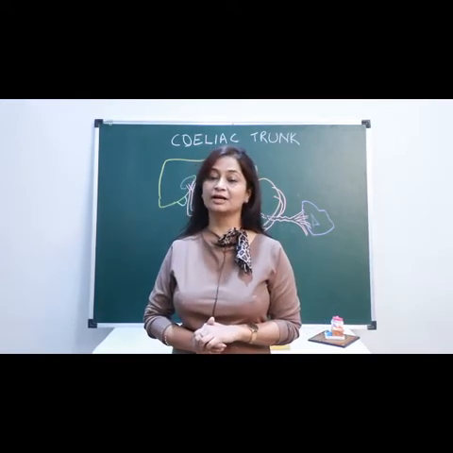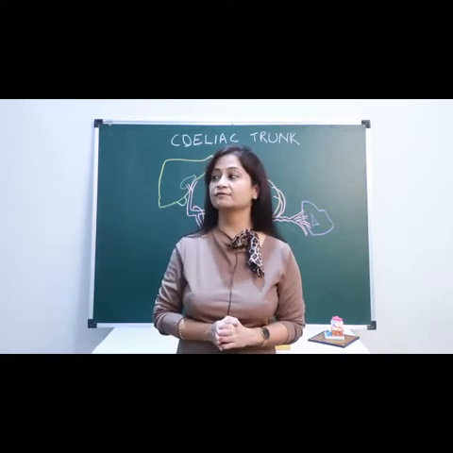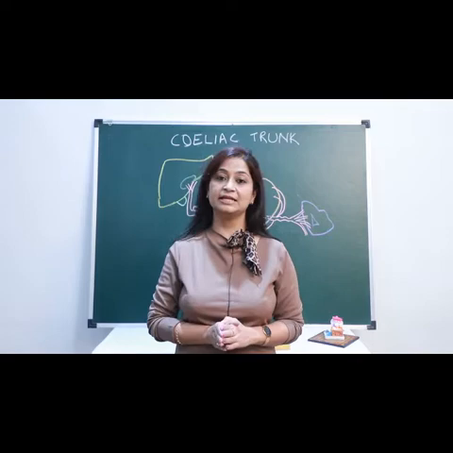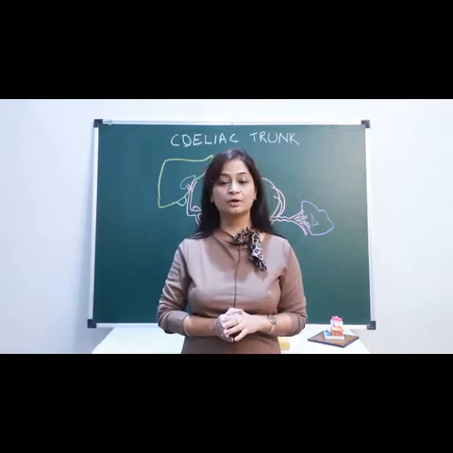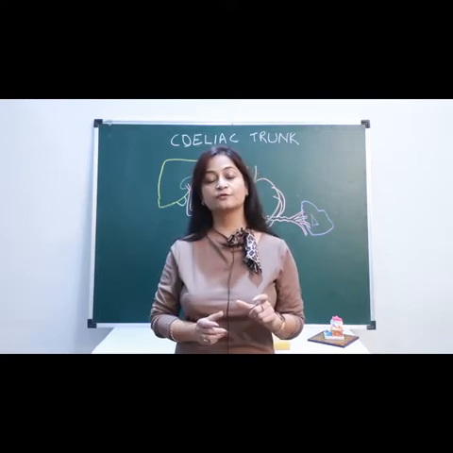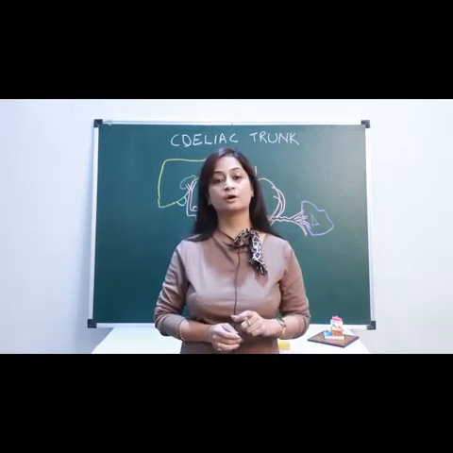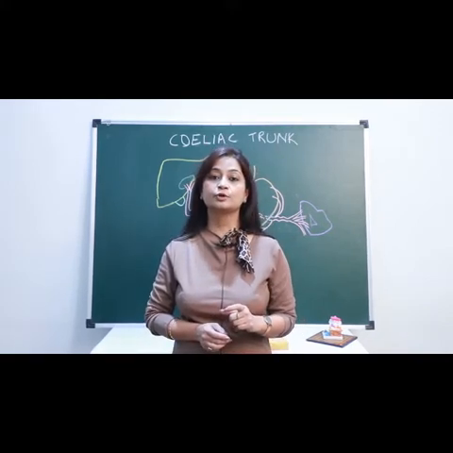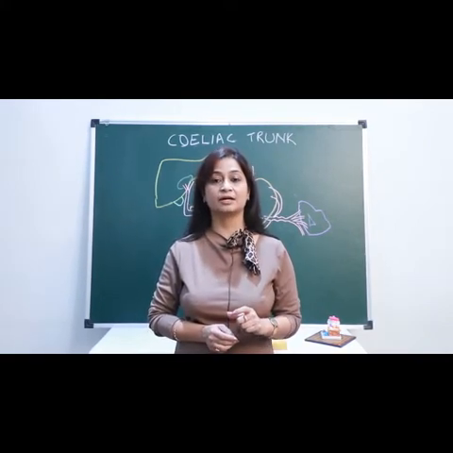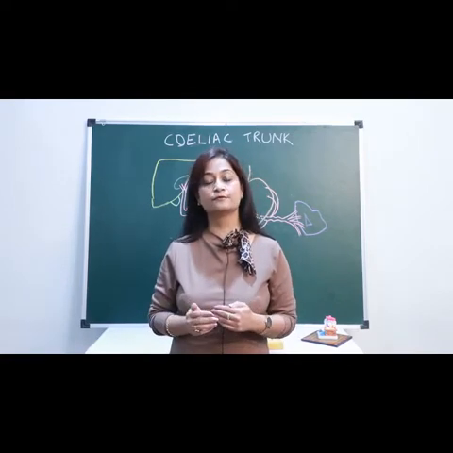of the foregut. So all the structures which develop in the foregut will be supplied from the celiac trunk, that is the lower part of the esophagus, the stomach, the first part of duodenum, and the second part up to the opening of the common bile duct or up to the major duodenal papilla. Okay, so this is the limit of the foregut.